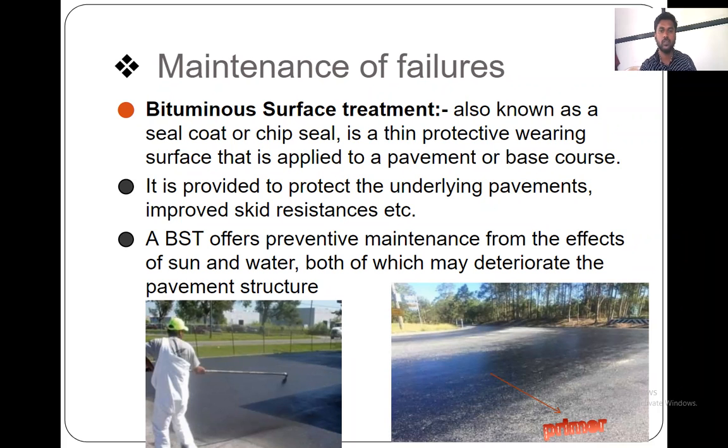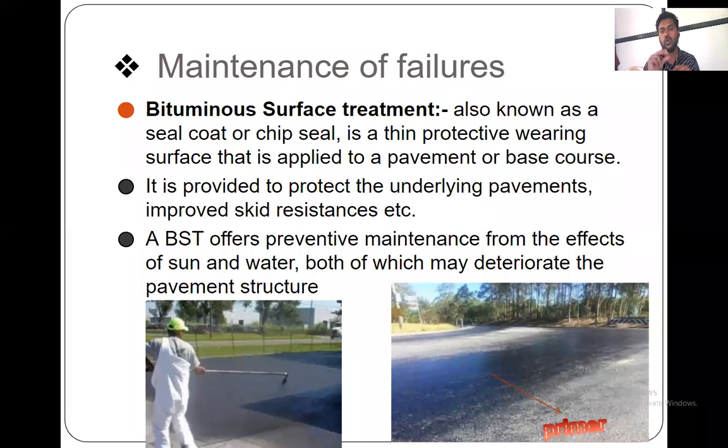Now you will see the maintenance, how we should go for the maintenance. Bituminous surface maintenance, also known as the seal coat or the chip seal, is a thin protective wearing surface that is applied to the pavement or the base coats. At the uppermost layer of the bitumen, we apply the seal coat.